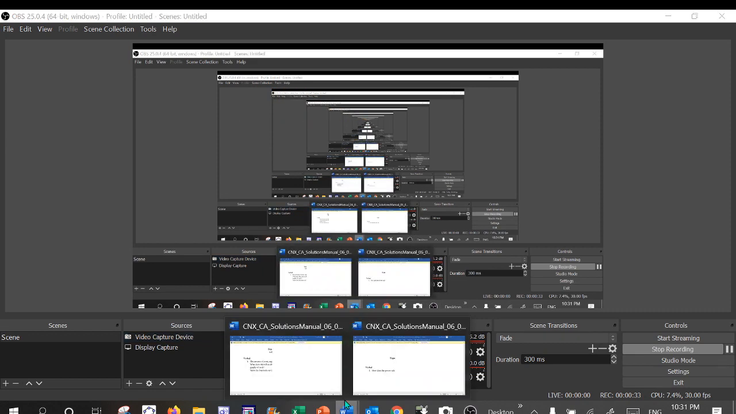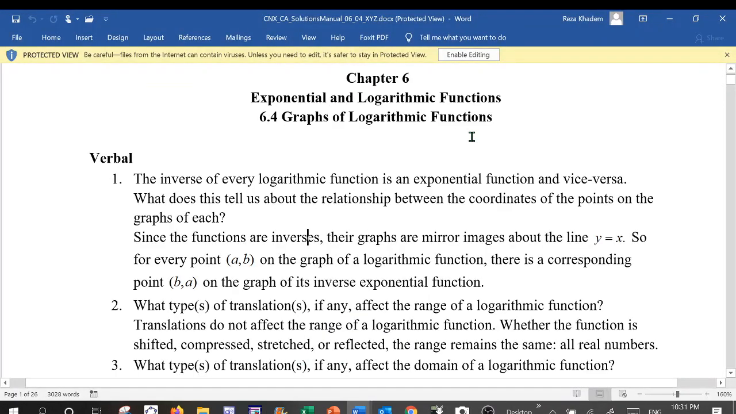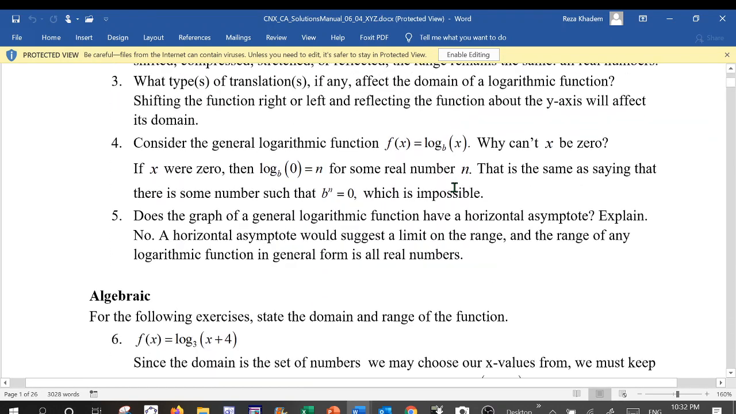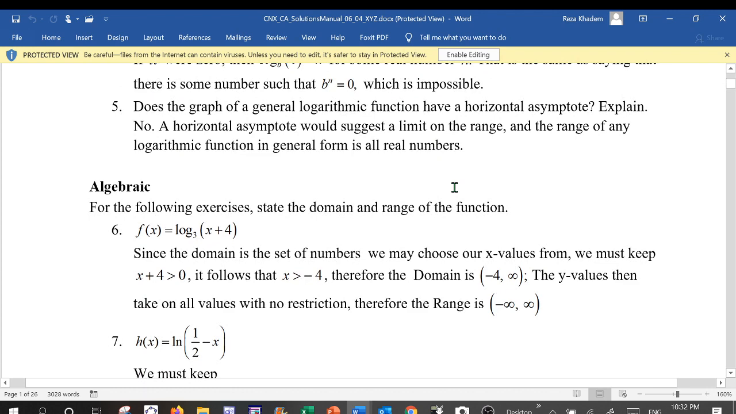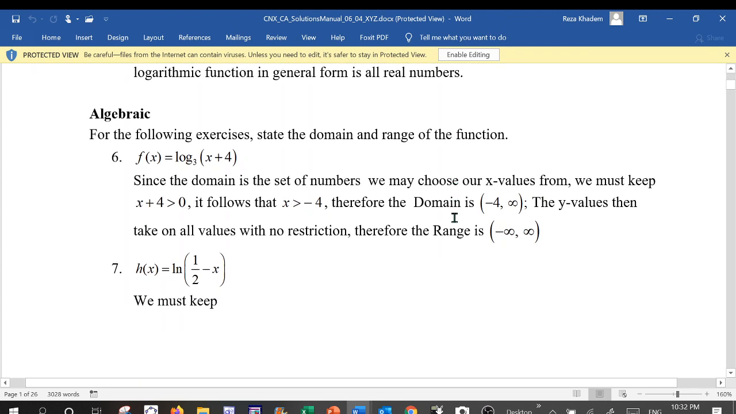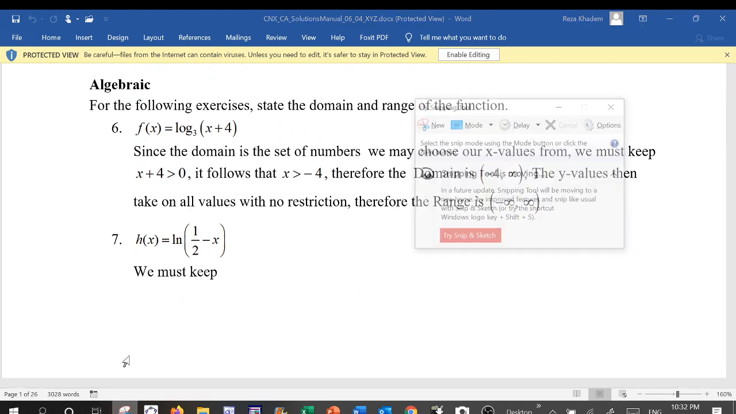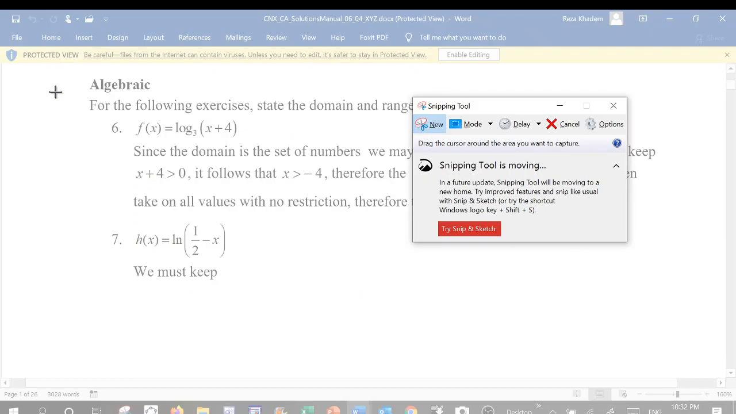I'm going to start by looking at some problems in this section 6.4. So what we are going to do is talk about maybe starting with number 6 here. So we talked about graphing. So let's talk about logarithmic functions and their graphs.